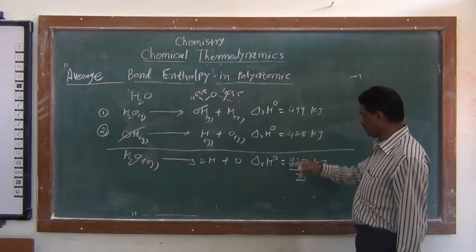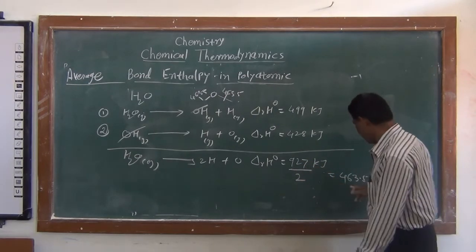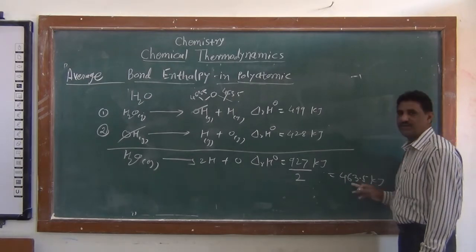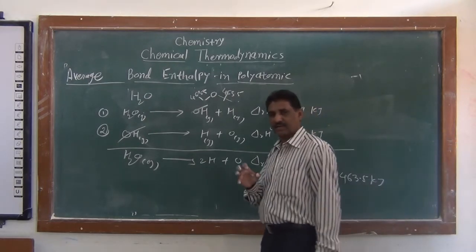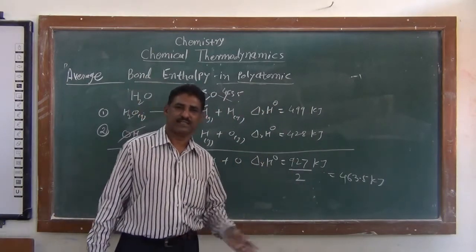And here the addition of these two is 926. And this is the average energy of the OH bond, which is 463.5 kilojoules.